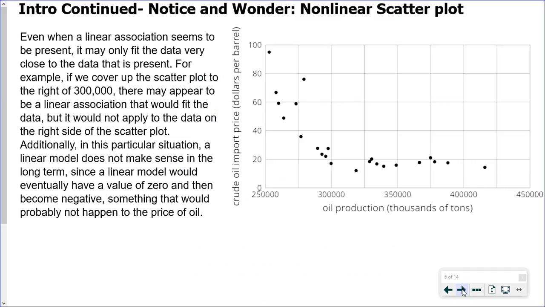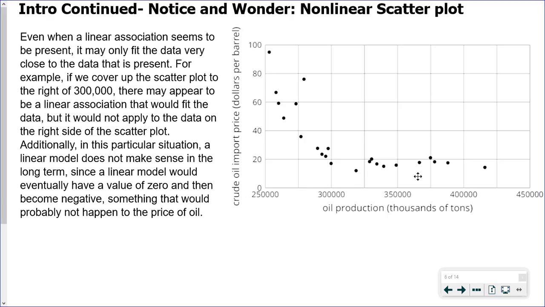All right, the next activity, oh, I'm sorry, this is still in addition to the notice and wonder, just a little bit more information provided to you. It says, even when a linear association seems to be present, it may only fit the data very close to the data that is present. For example, if we cover up the scatter plot to the right of 300,000, so that's right here, right? So if I were to cover all of this data that I'm circling around is what we're referring to. There may appear to be a linear association that would fit the data, but it would not apply to the data on the right-hand side of the scatter plot.